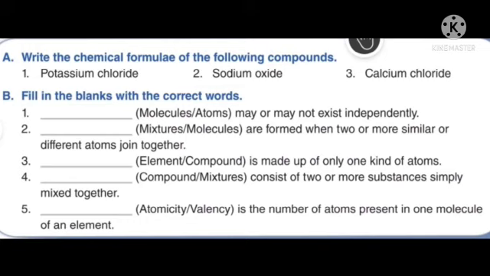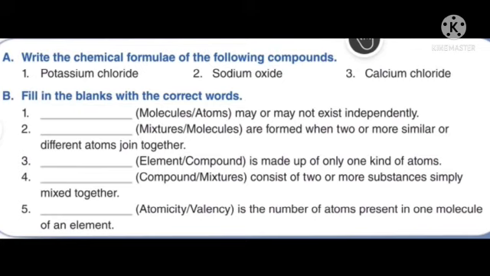Dash may or may not exist independently. What's the answer? Molecules or atoms? Atoms may or may not exist independently. Dash are formed when two or more similar or different atoms join together. Mixture or molecule? Molecule. Third one, dash is made up of only one kind of atom. Element or compound? Element. Dash consists of two or more substances simply mixed together. Compound or mixture?